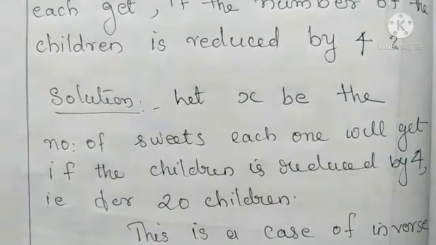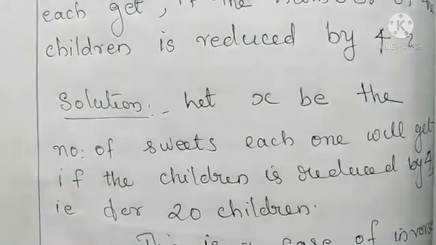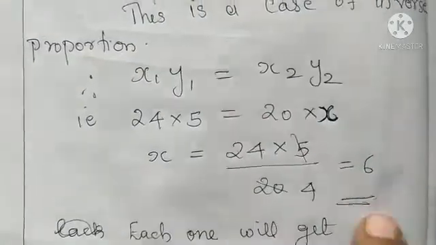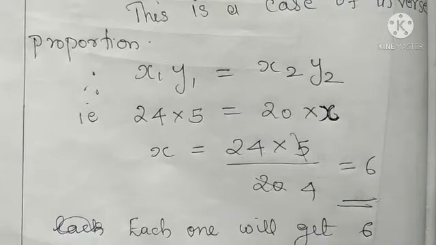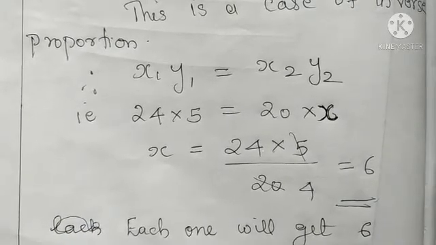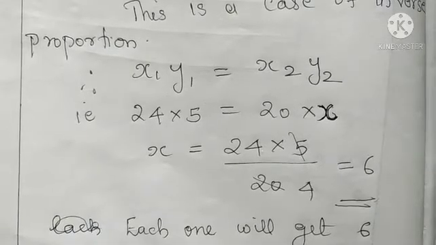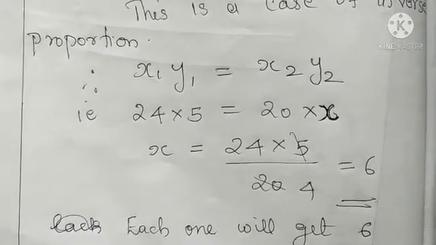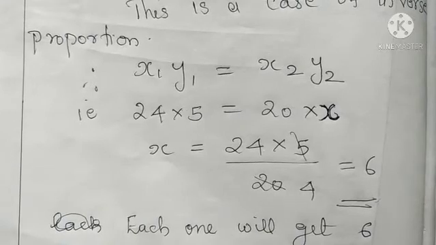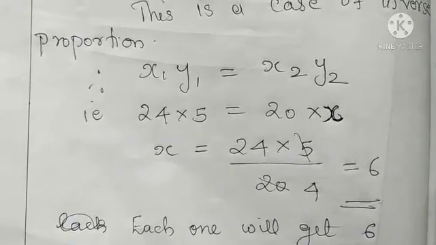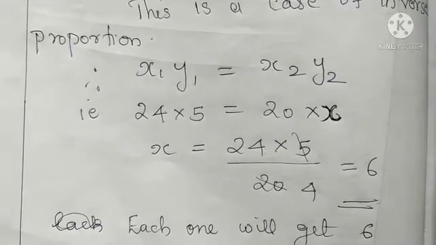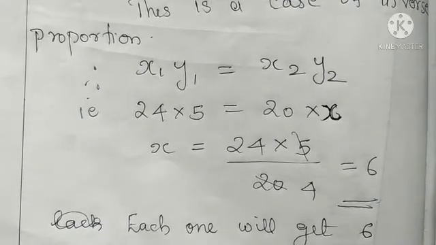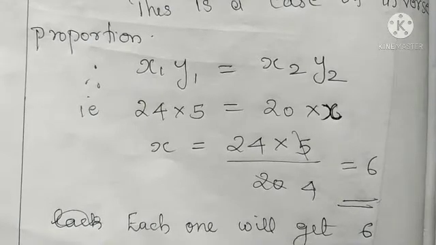So we can write the condition for inverse proportion. The condition is x1 y1 is equal to x2 y2. That means 24 into 5 is equal to 20 into x. x is equal to 24 into 5 divided by 20. 20 transposing to the RHS. So 5 out of 20, 4 times, and 4 out of 24, 6. So each one will get 6 sweets if the number of children is 20.